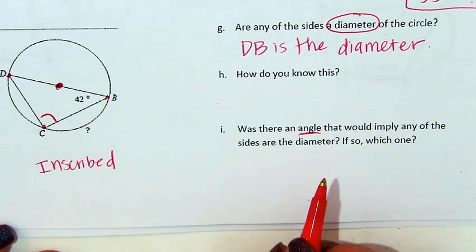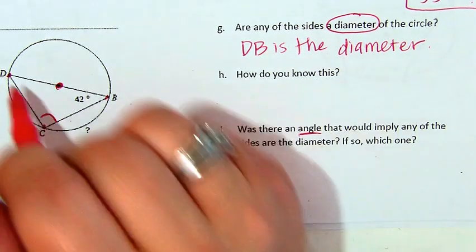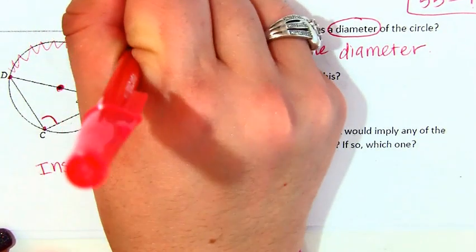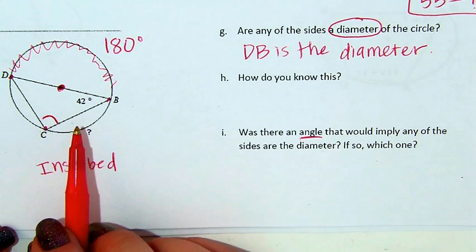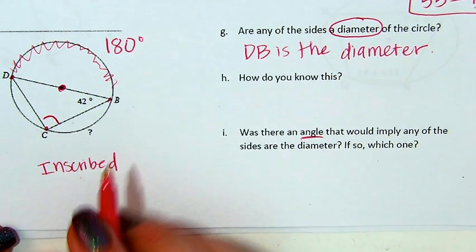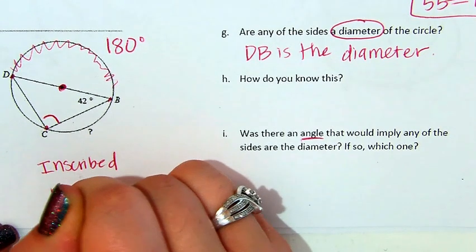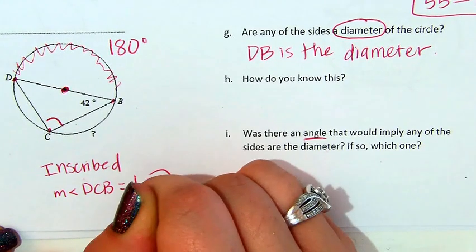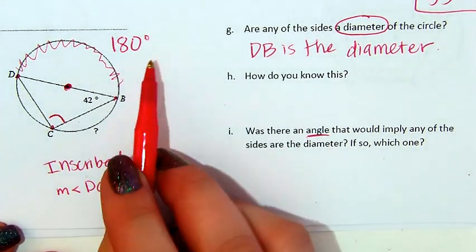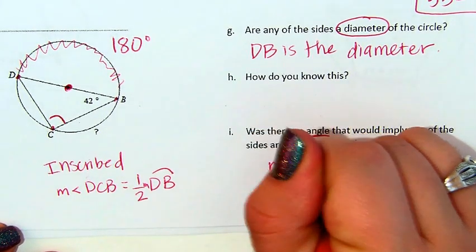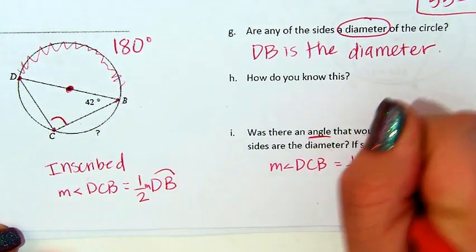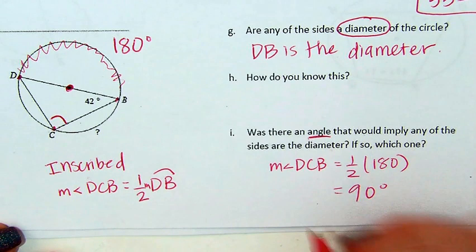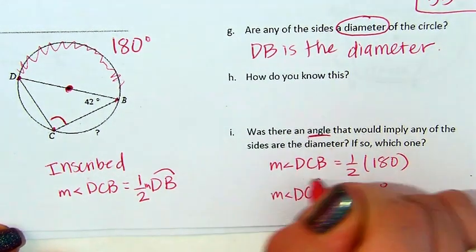Particularly, when we have a diameter, that means that the arc is 180 degrees, since it's half of a circle, a semicircle. Using the inscribed angle theorem, the measure of angle DCB is going to equal half of the arc of DB. My arc here is 180, so the measure of angle DCB is going to be half of 180, which is 90 degrees. So the measure of angle DCB is 90.